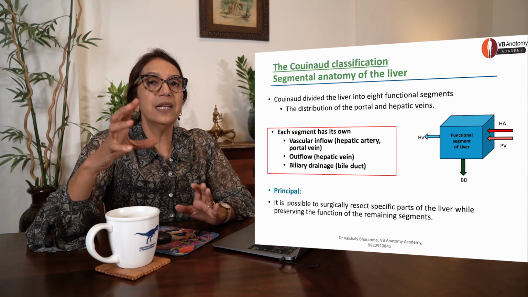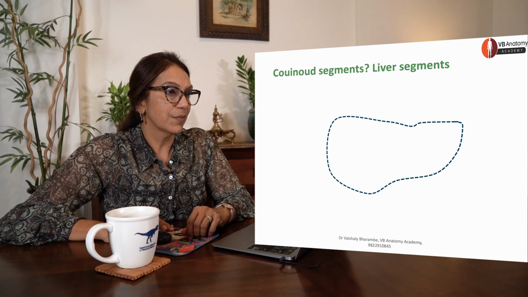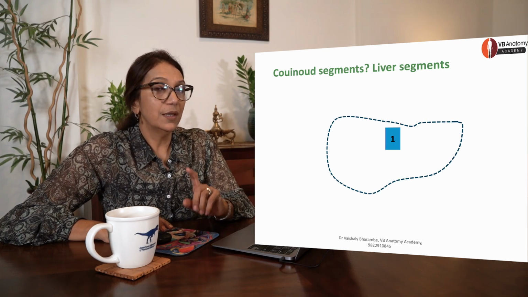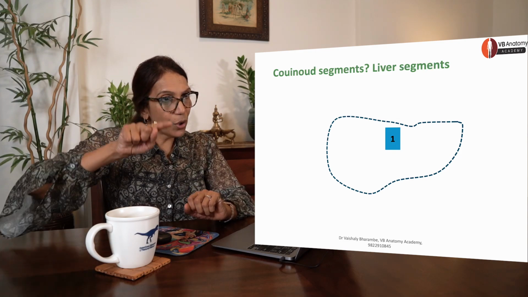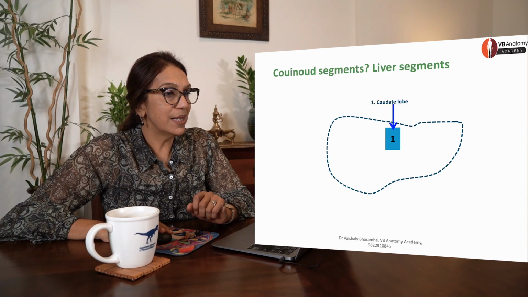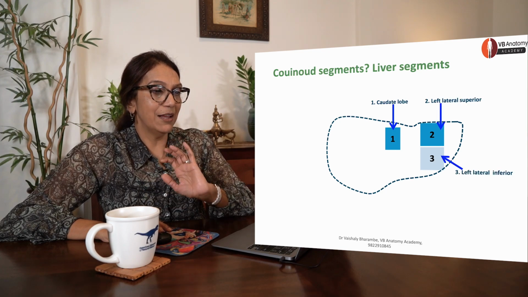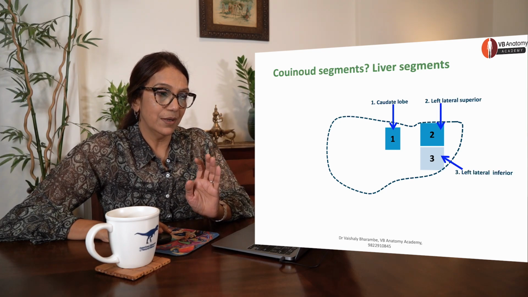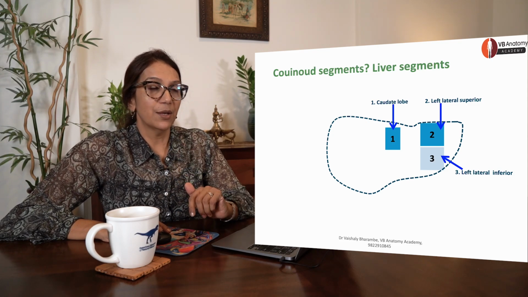Thus, there are 8 Couinaud's segments. Take a look. This is your liver. The caudate lobe is Couinaud segment 1. Now draw a line clockwise from it. So 2 and 3 are the left lateral superior and left lateral inferior, sorry. I'm doing this again, okay.